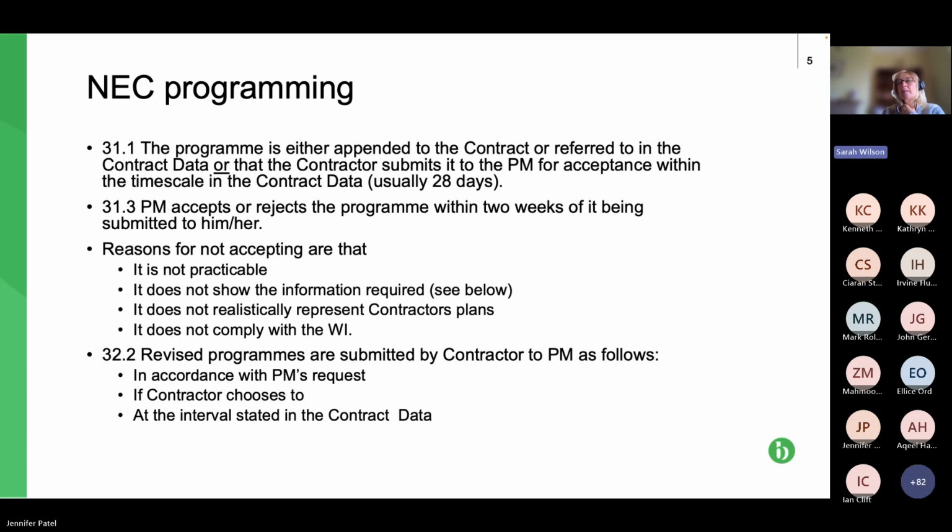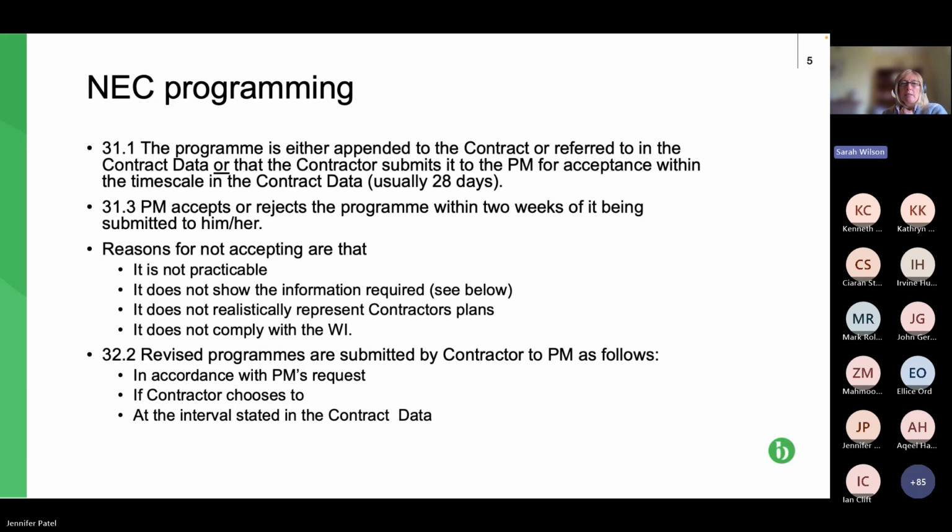So the first little bit is on NEC and the programming requirements. I would say we'll then contrast it with JCT and what JCT says about programming, but we can't do that because basically JCT says nothing about programming, or very, very little. And that probably fits in with the different types of contracts they are. So with NEC, as we would expect, it's pretty prescriptive. So we've got clause 3, which then translates into the 30s, so 31 onwards.